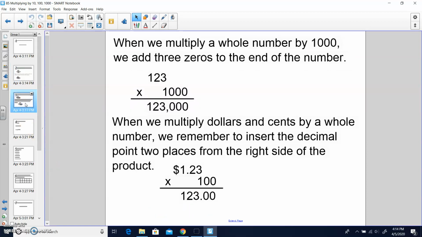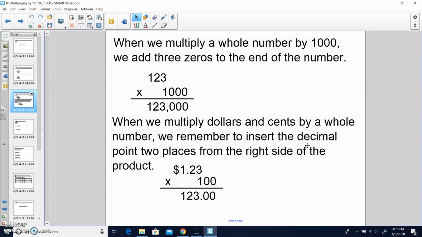When we multiply a whole number by 1,000, we add 3 zeros to the end of the number. So here I have my 3 zeros hanging out. I just bring them straight down. So 123 times 1,000 is 123,000.